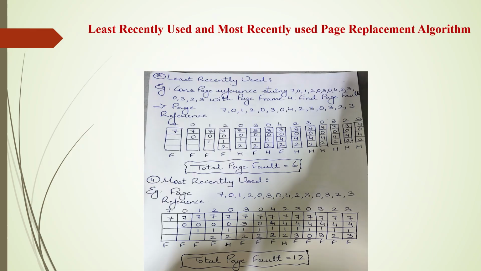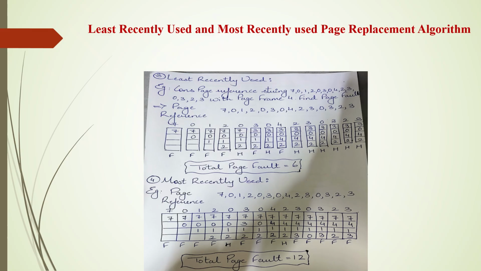Now let's discuss two important page replacement algorithms: least recently used and most recently used. First, let's understand least recently used. LRU replaces the page that has not been used for the longest period of time. The idea is that if a page has not been used recently, it is less likely to be needed again soon. This makes LRU more efficient than FIFO in many situations. I have shown this in the example.